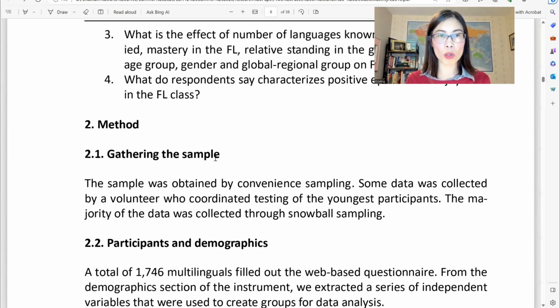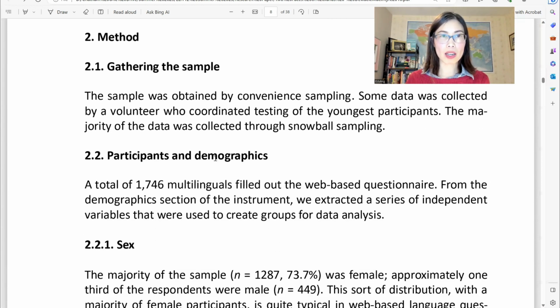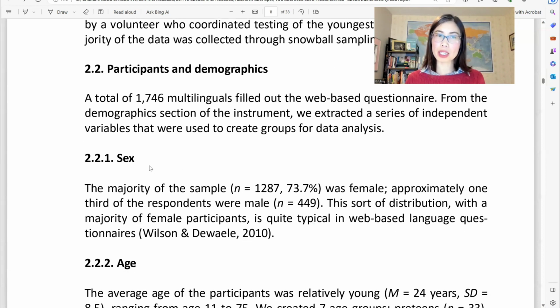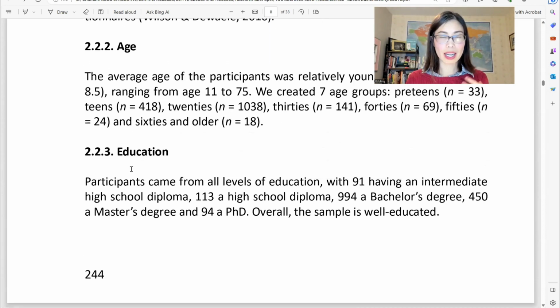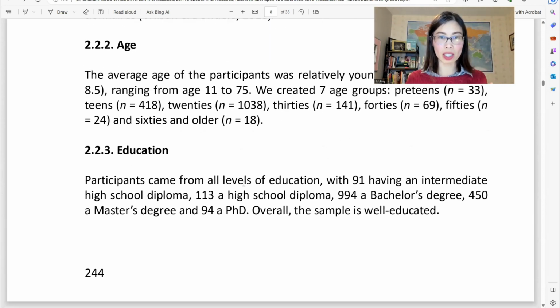And you can see that there's a lot of information here, but one of the most important pieces of information is the information about the participants. I want to know how many participants you have in your study. And in this case, they had 1,746 multilinguals in their study. And then you also need to describe some basic demographic information about the participants. And in this case, they have sex, or you can call it gender, age, education, in terms of education levels.